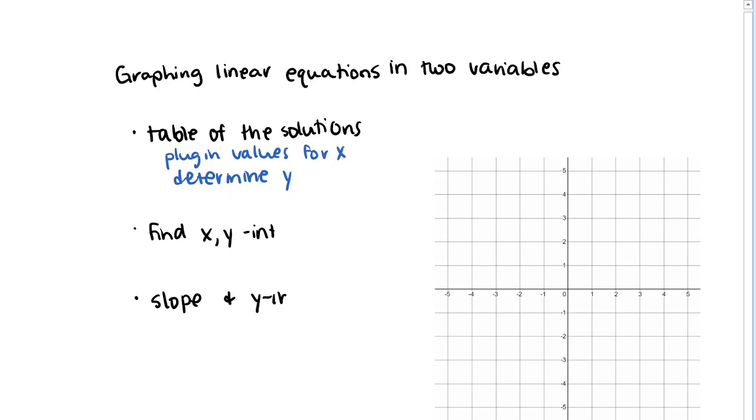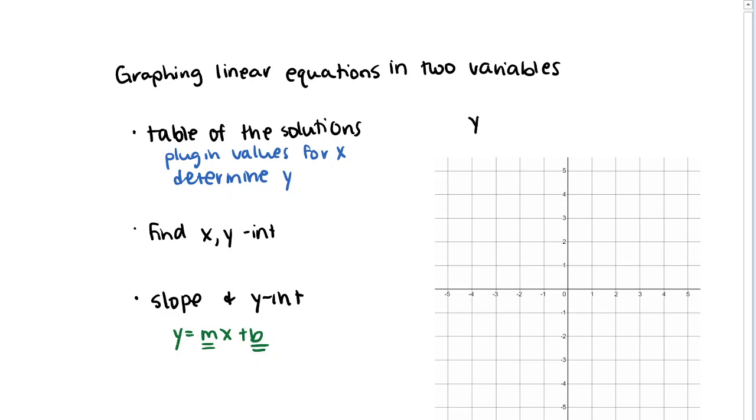And so the last technique we learned was using the slope and the y-intercept to graph a line, right? If we had an equation in slope-intercept form, y is equal to mx plus b, we could see the y-intercept, (0, b). We could plot that point down, and we can see the slope of m and use that to determine other points on our line. So these are ways we could graph an equation.